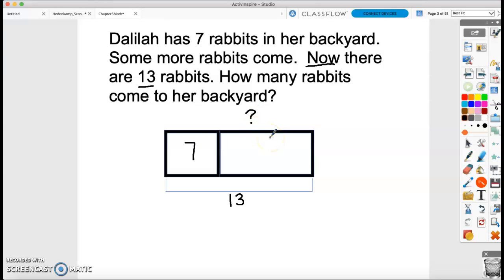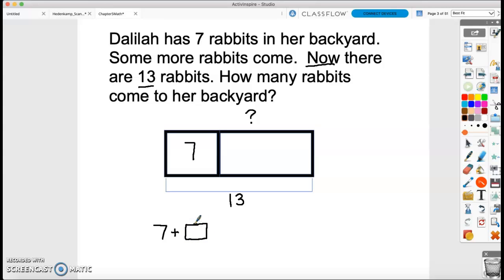So let's read the problem and write our number sentence as we read it. It says, Delilah has 7 rabbits. So I'm going to write that, 7 rabbits in her backyard. Some more rabbits come. Well, the word come tells me that I'm going to add, but the word some means I'm not sure what that number is.